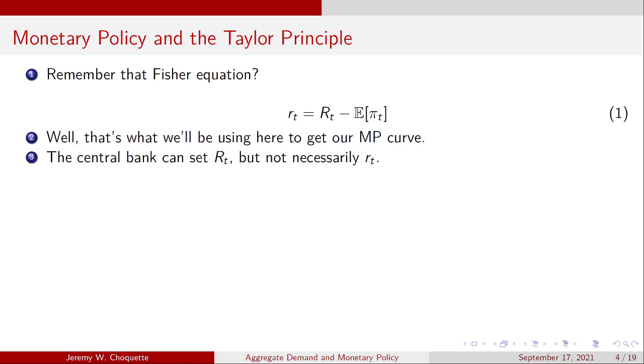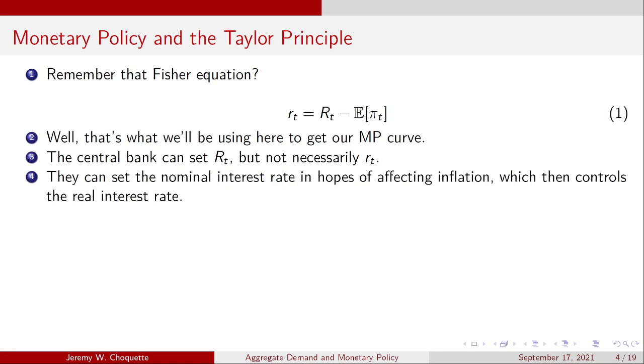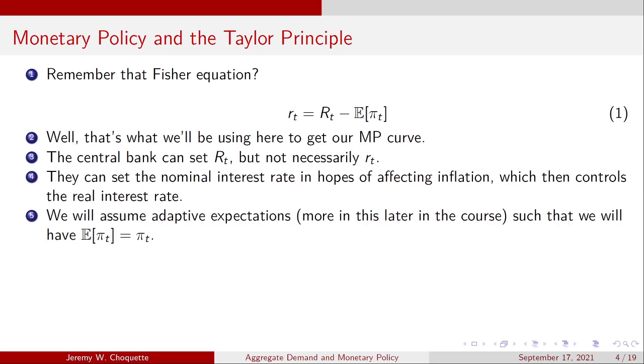They can set that. They can't set lowercase r, which is the real interest rate. Now, they can set the nominal rate in hopes of affecting inflation, which then controls the real rate, but that takes some assumptions there. One of the assumptions we're going to make is what's known as adaptive expectations.